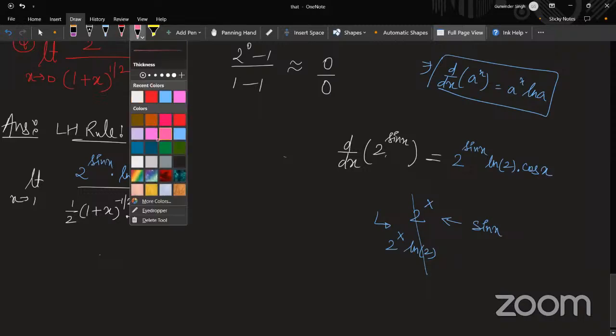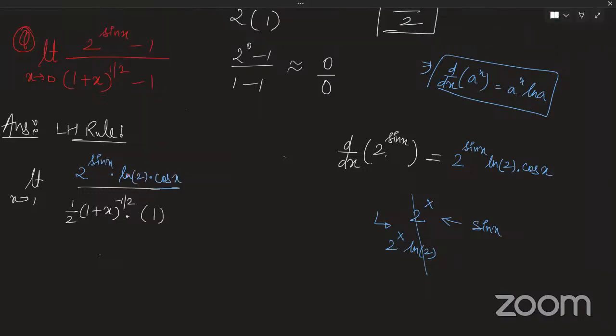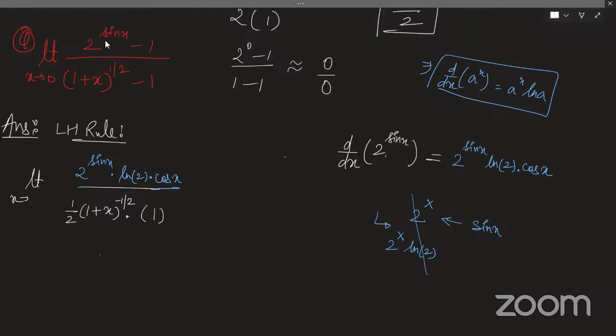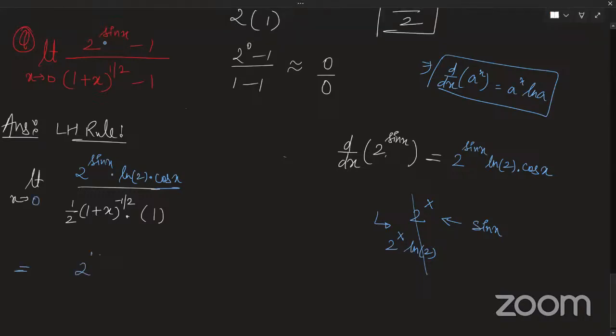Is it an indeterminate form? No, sir. It's not an indeterminate form, right? Great. So you can just substitute your value. You get 2 raised to 0 into ln of 2 into 1 divided by half into 1. So this 2 goes up. It becomes 2 ln 2. This is my answer. Got it?